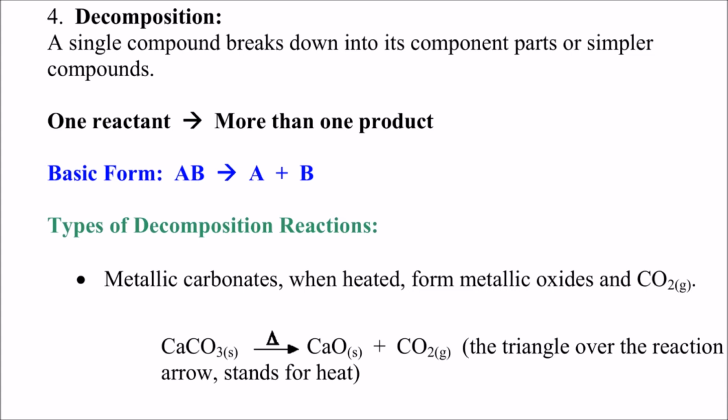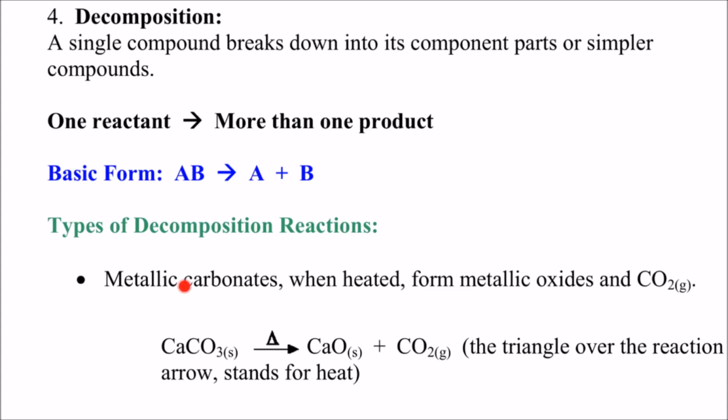Alright, so let's look at our decomposition reactions. Remember, this is when a single compound breaks down into more than one part. Okay? So the general formula is the reverse of our synthesis. It's when AB breaks down to become A plus B. Okay? And just like the synthesis reactions, there are going to be several of them that we're going to have to memorize. Okay? So the first one is if you have a metallic carbonate.